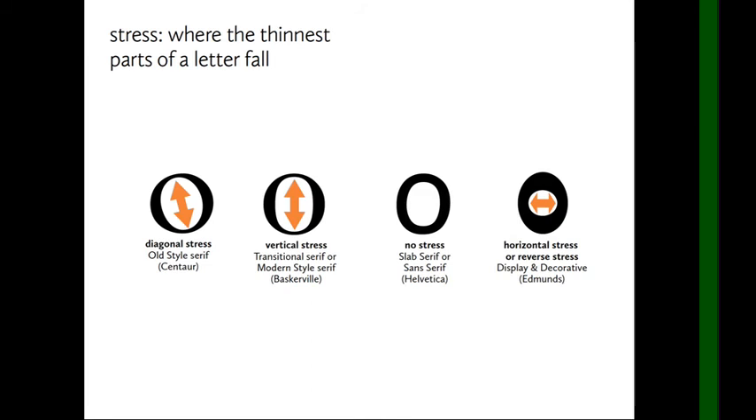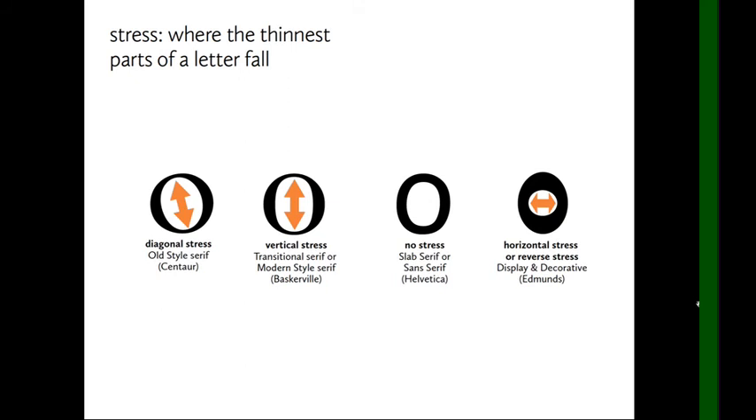So let's look at stress for a second. You became intimately familiar with stress in doing your calligraphy project. Stress is where the thinnest parts of a letter fall. So we have a few different types of stress. We have diagonal stress, and this is our old style serif classification has diagonal stress. Your calligraphic letters had diagonal stress. This means that the thinnest parts are not at the exact top and bottom.